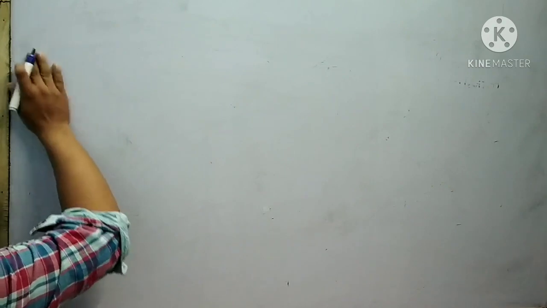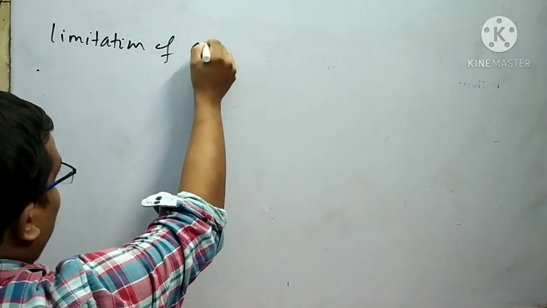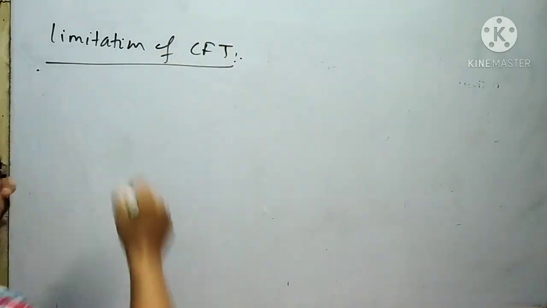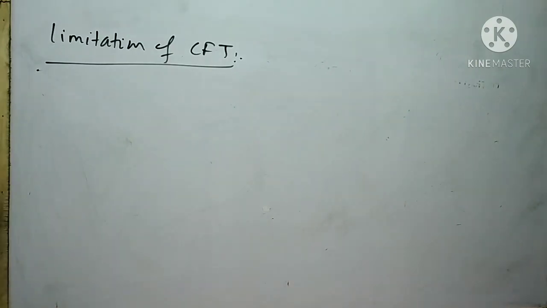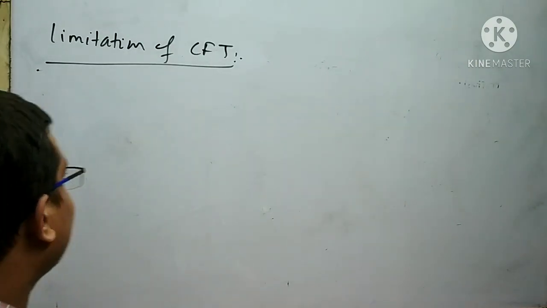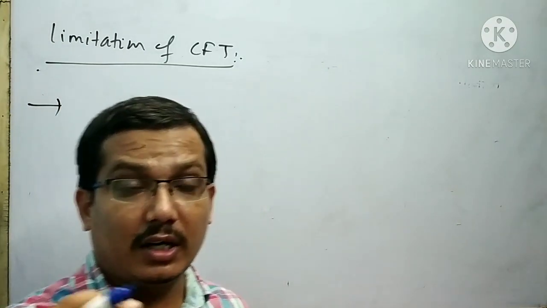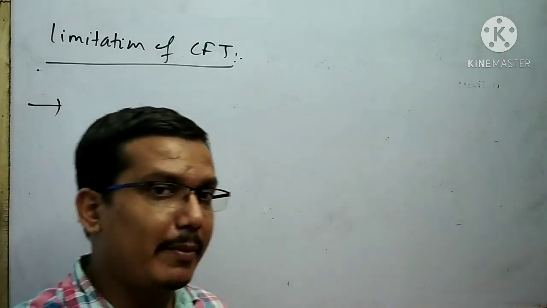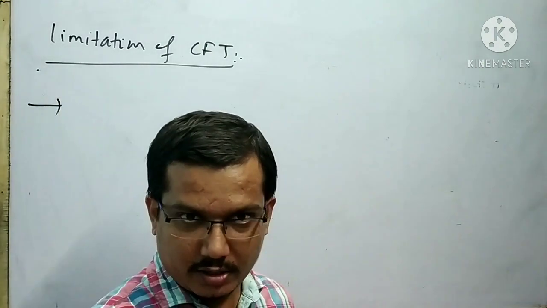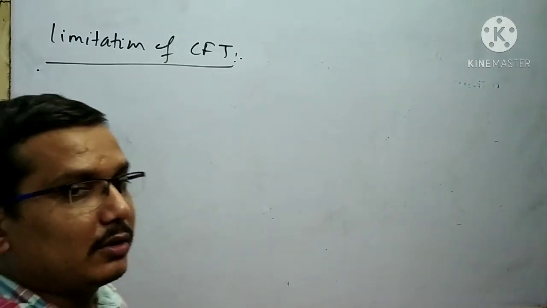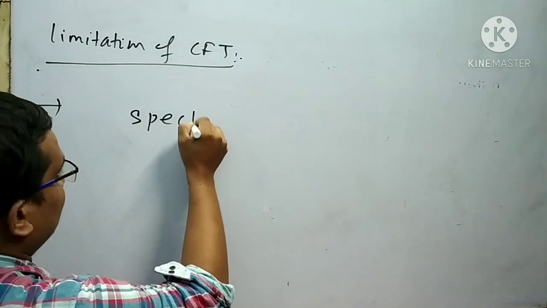Next, I will explain about the limitations of crystal field theory. The first point is that this theory is unable to explain the covalent character of the metal-ligand bond. The second point is that we know negatively charged ligands have more repulsion to the valence electrons of the central metal ion or atom, but they are placed low in the spectrochemical series.